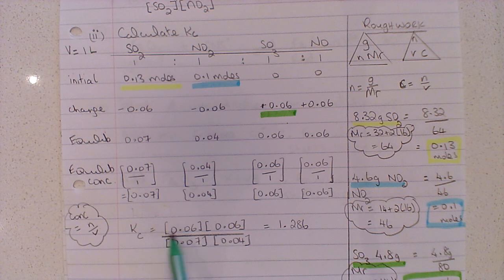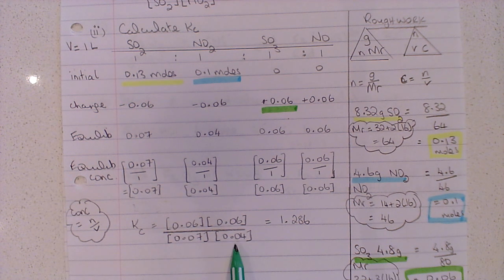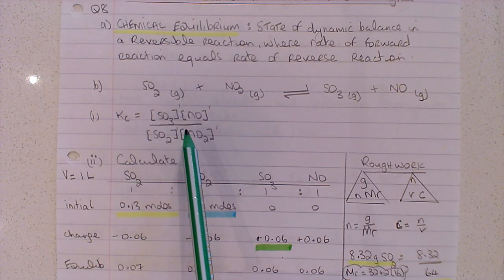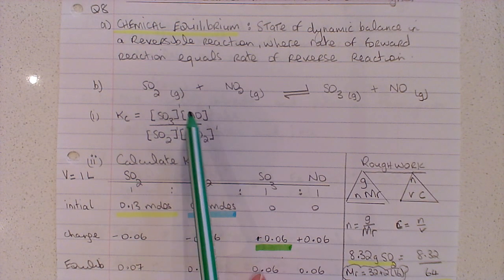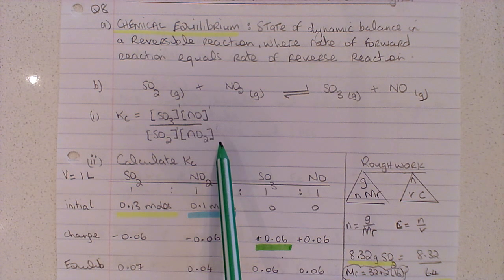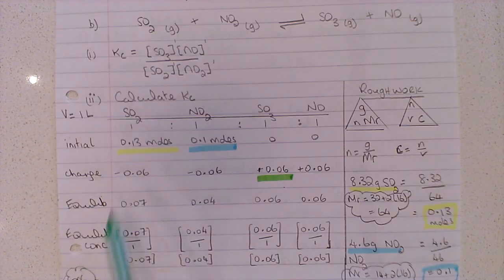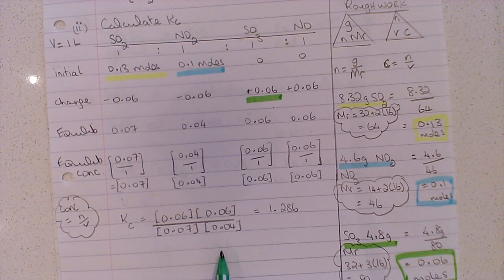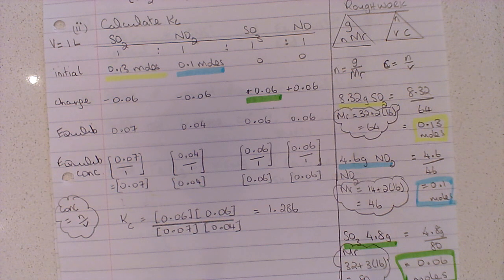So the Kc value is the concentration of SO3 at equilibrium times the concentration of NO at equilibrium, so my products, divided by my reactants, 0.07, 0.04. I check my equilibrium constant expression to make sure I have no powers that I need to allow for. All the powers here are 1, so when I work that out on my calculator, I simply get 1.286. So that's the Kc value for this reaction.